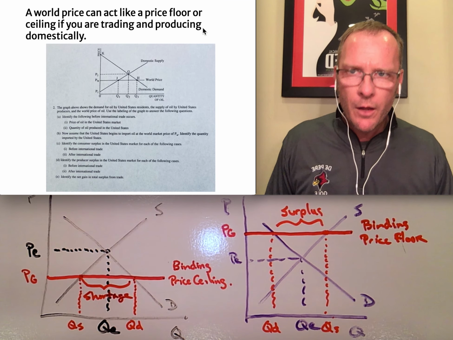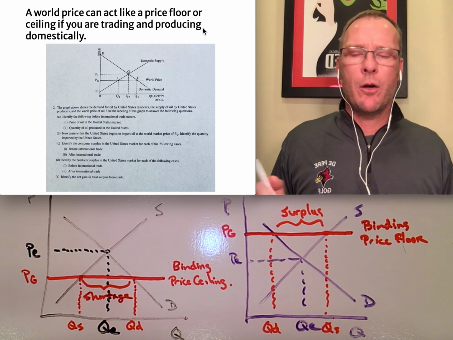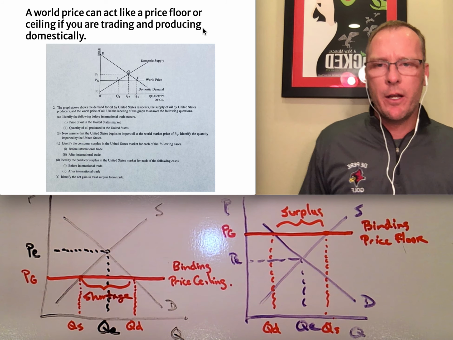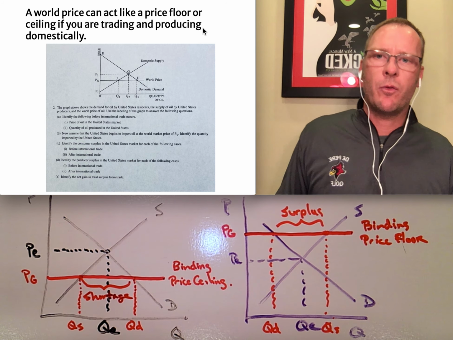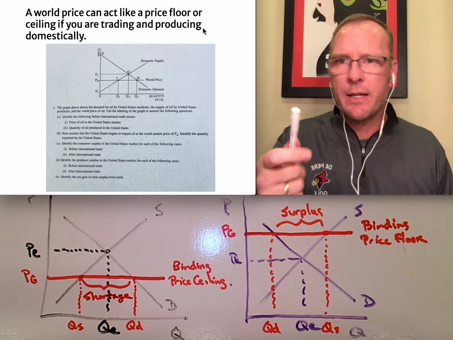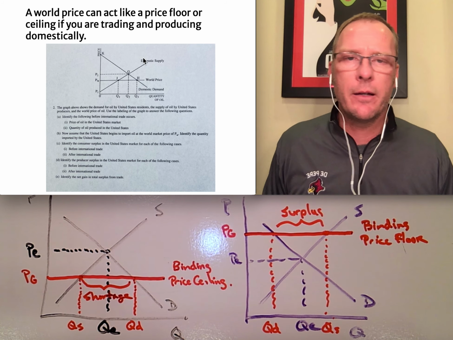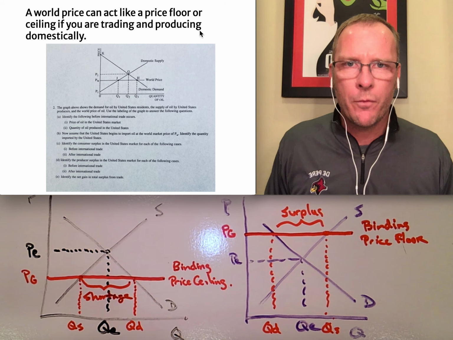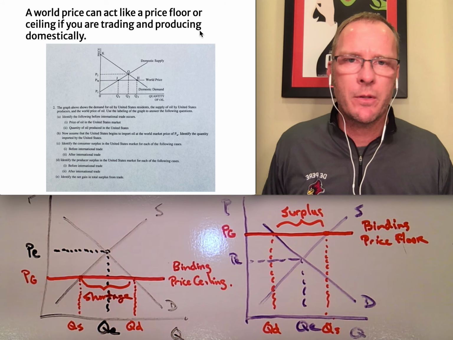So those are some surpluses and shortages created through price floors and price ceilings. We'll get into examples like the one you have here in your notes, and hopefully it helps clear it up a little bit for you.